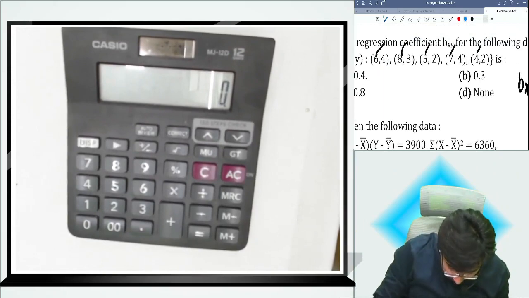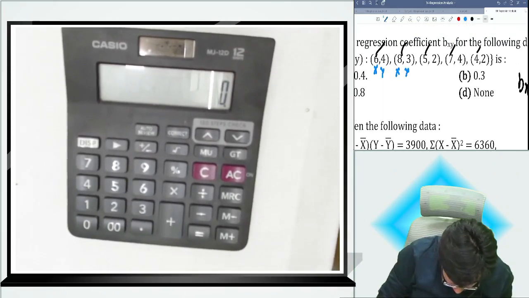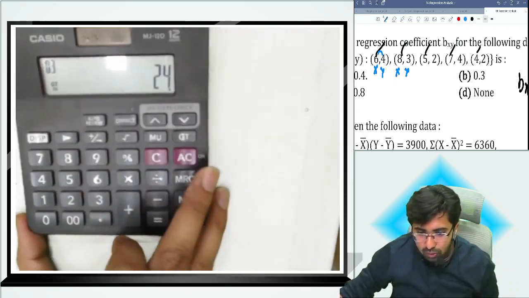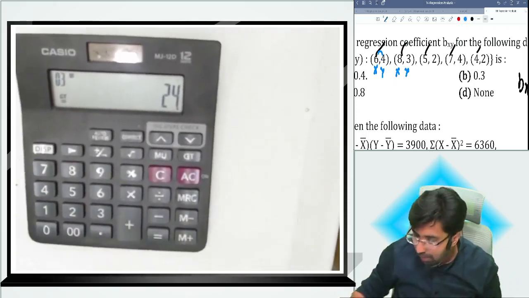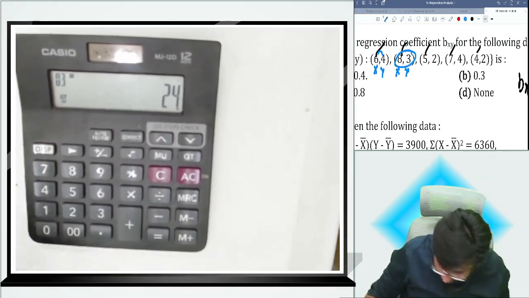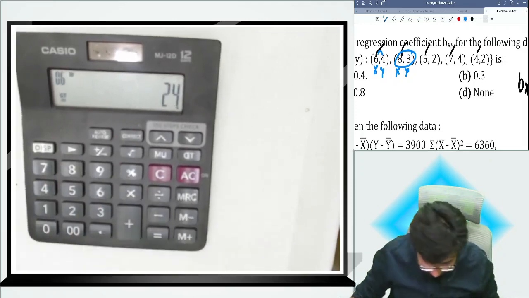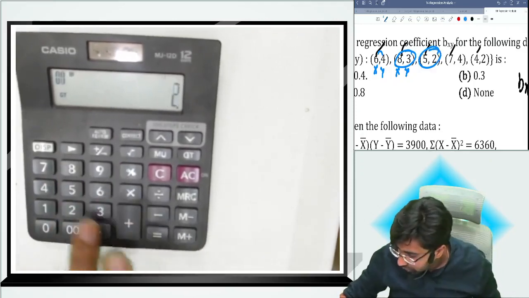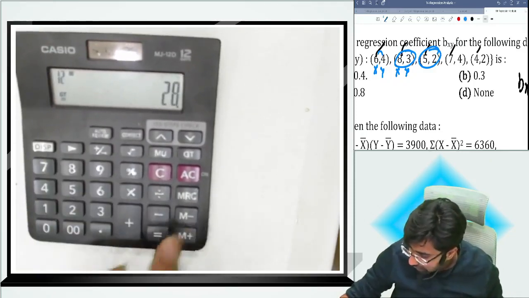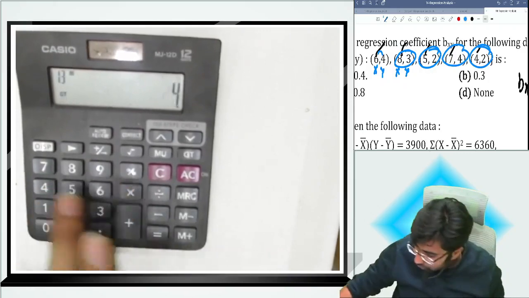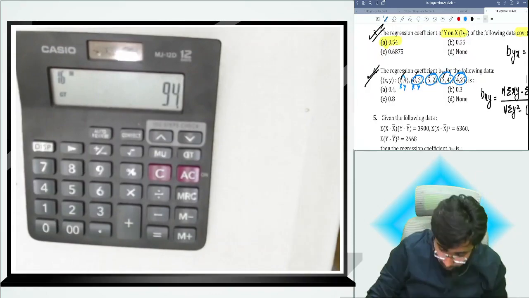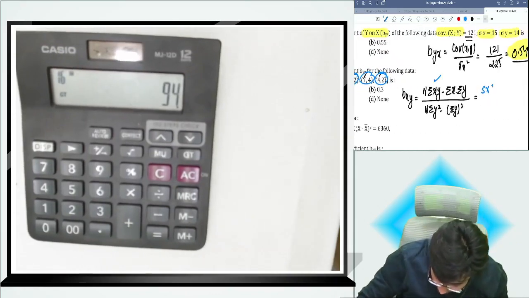This is x, this is y. Multiply 6 into 4, 24. M plus. Then 8 into 3, M plus. 5 into 2, M plus. Then 7 into 4, M plus. 4 into 2, M plus. MRC. Guys, how much is it? 94. You received another thing, 94.